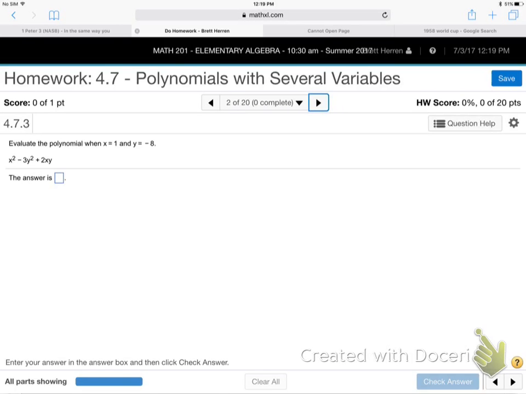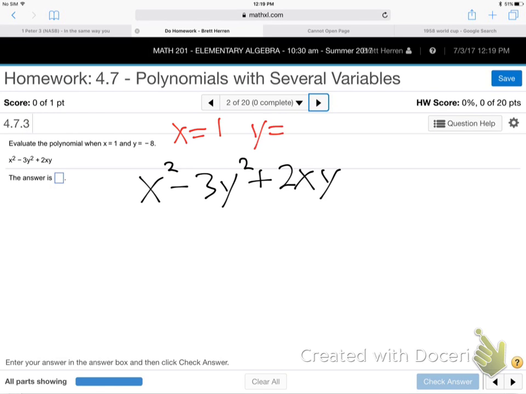Okay, so we got x squared minus 3y squared plus 2xy, and they're telling us that x is 1 and y is negative 8, and they want us to plug those in. So I'm going to plug in that 1 for x there, and there, and negative 8 for y there and there, right? Just plug them in.